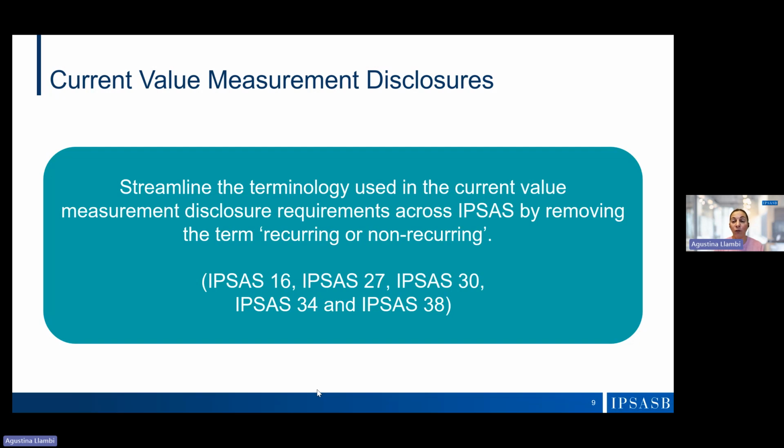So if you have looked at a current value measurement disclosure, you will see that right now it uses the term recurring or non-recurring current value measurement. And what the ED is proposing is to simply remove recurring and non-recurring. Because when we look at the specific IPSAS, sometimes the current value measurement is either recurring or non-recurring, and only in limited cases might you have both. So part 4 of ED 90 is just bringing more clarity and simplicity to the current value measurement disclosure so entities can more easily apply it.